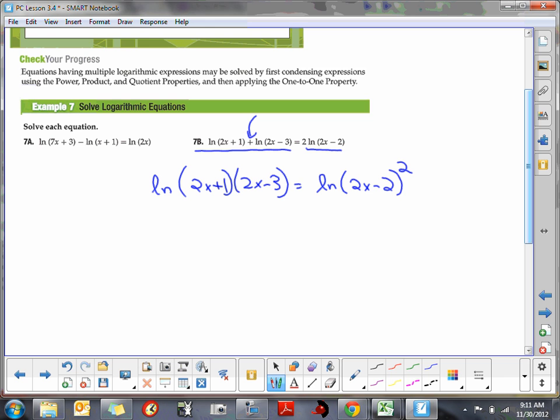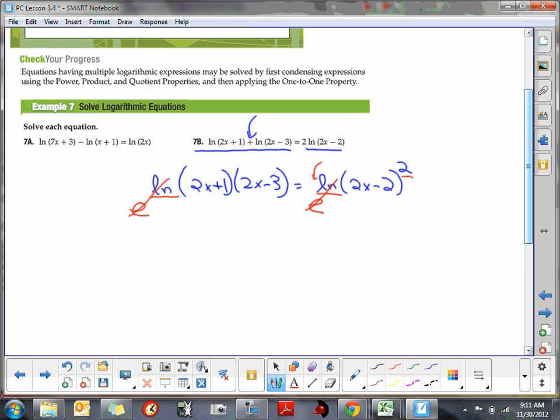So the first key principle is to write it as a single log statement on each side. I have a single log statement here, single log statement there. We'd rather not have any powers lingering in front of our natural log, so that means I use a power rule. Then to get rid of a natural log, we again exponentiate both sides to a base e. That will be our inverse property of logarithms.